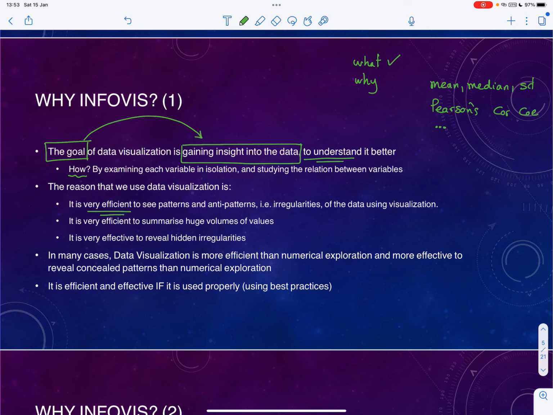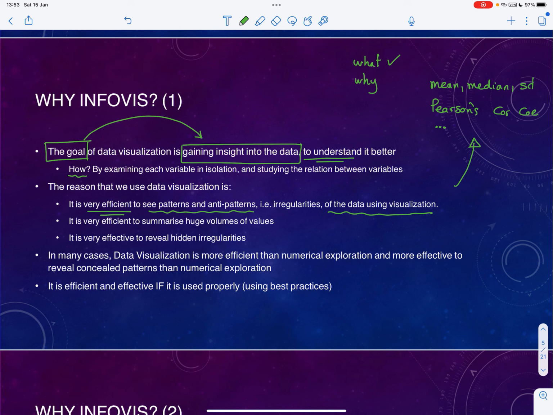The reason that we use data visualization is, well, it is very efficient to see patterns and anti-patterns, which means irregularities of data using information visualization. It's more efficient. Comparing to what? Comparing to numerical tools. Or comparing to looking at the values, looking at the data.